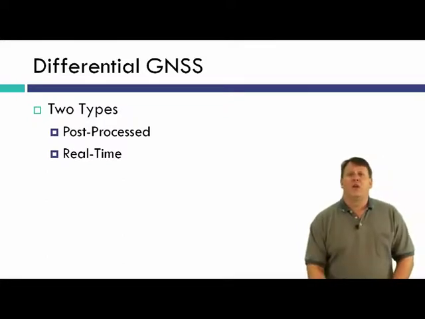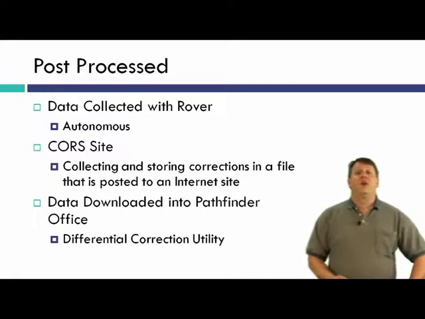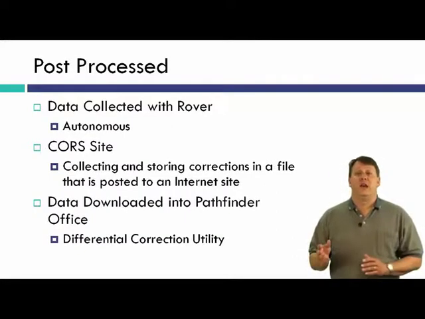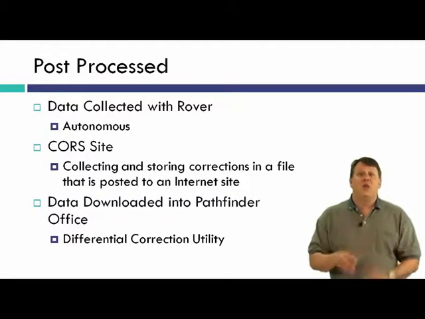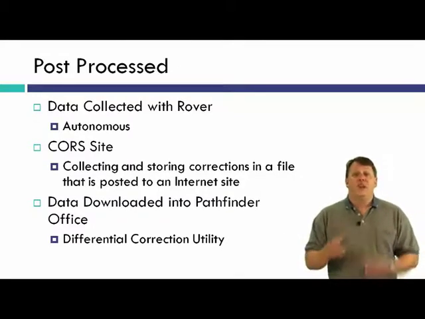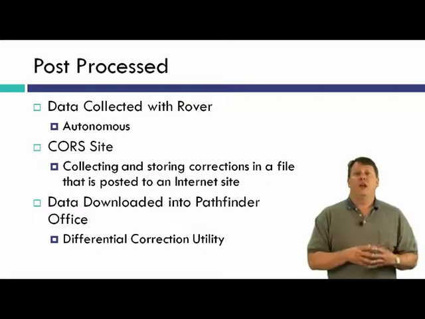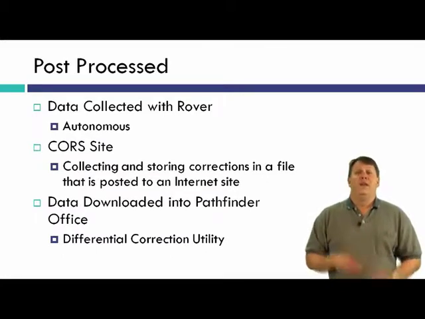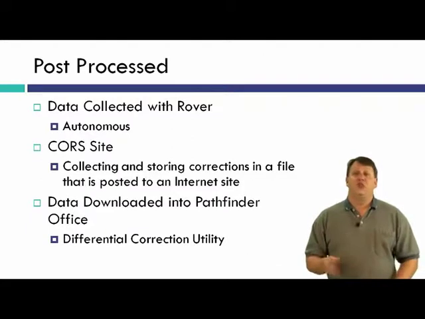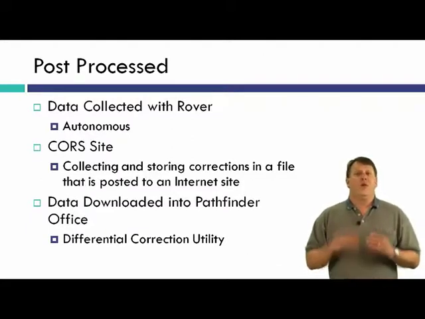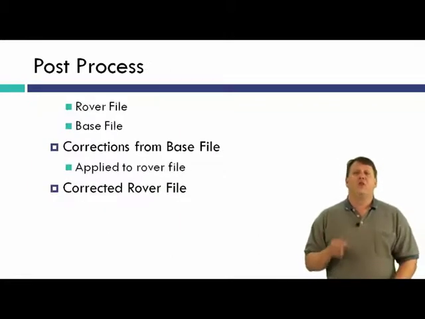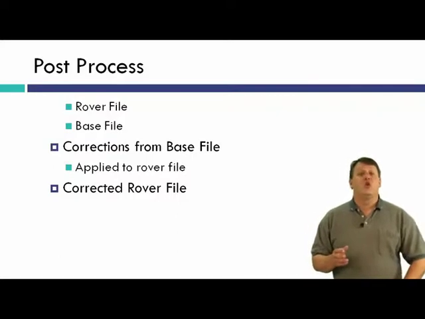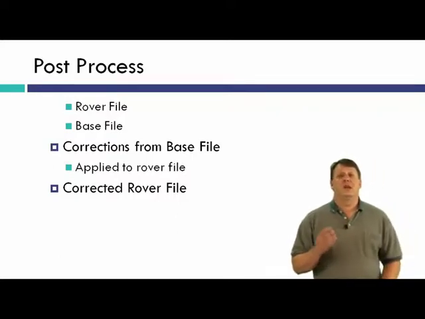Let's start with post-process. Out in the field with our rover, we'll go out and collect autonomous data. At the same time, our CORS site is collecting and storing the corrections in a file or even files that are posted to an internet site. We'll then come back into the office and download our rover data using the Pathfinder Office software. Then we'll use something called the differential correction utility, where we will select the rover file that we want to correct. As we go through this little wizard, we will be able to select the base station or CORS site that is closest to where we were collecting data.